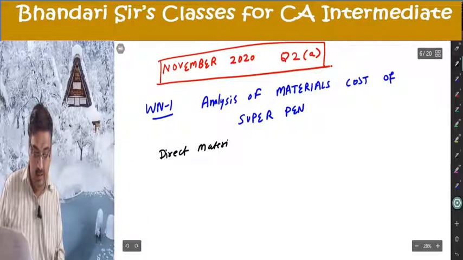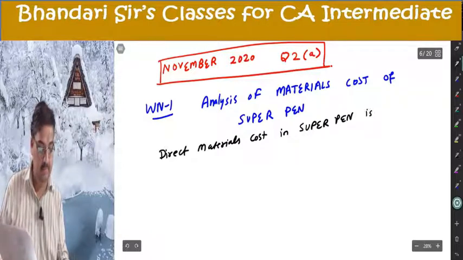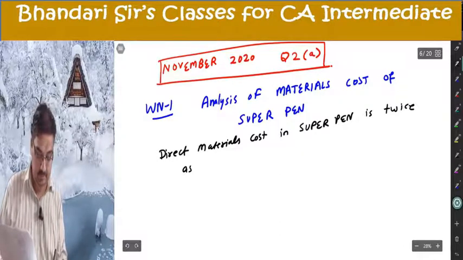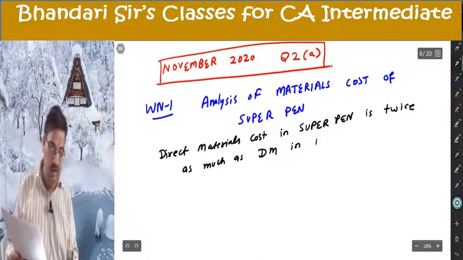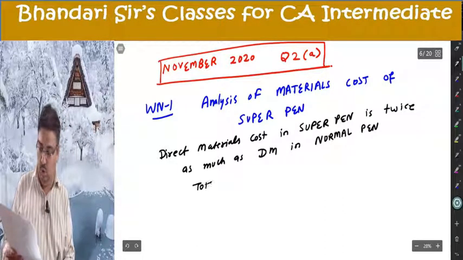Direct materials cost in super pen is twice as much as direct material in normal pen. Total given there is 8 lakh rupees.